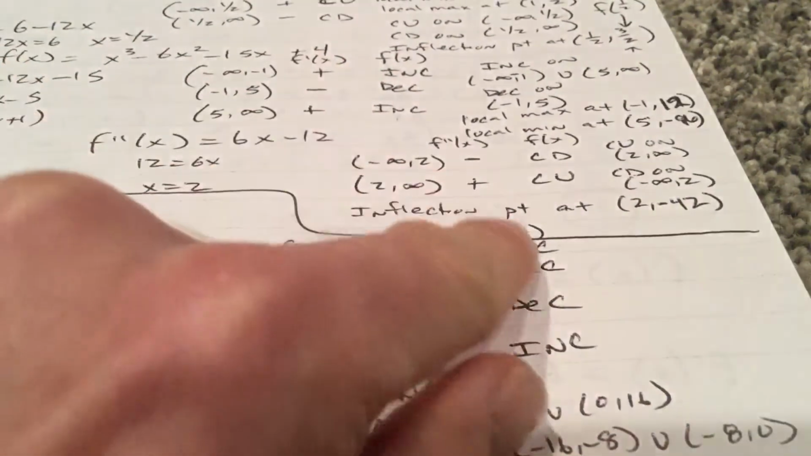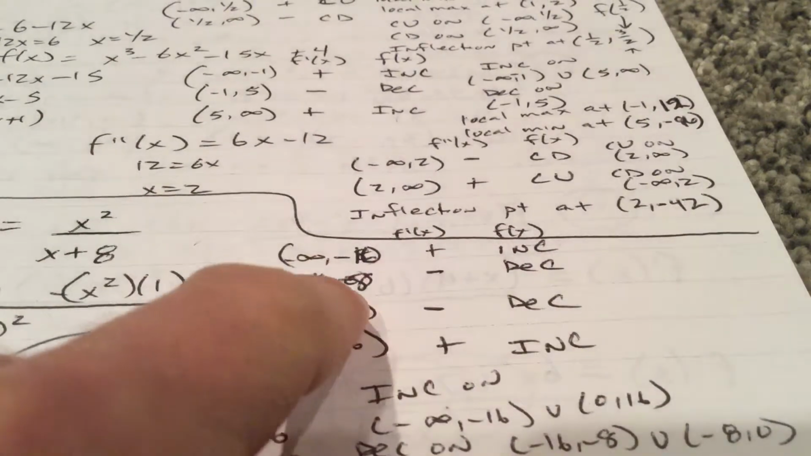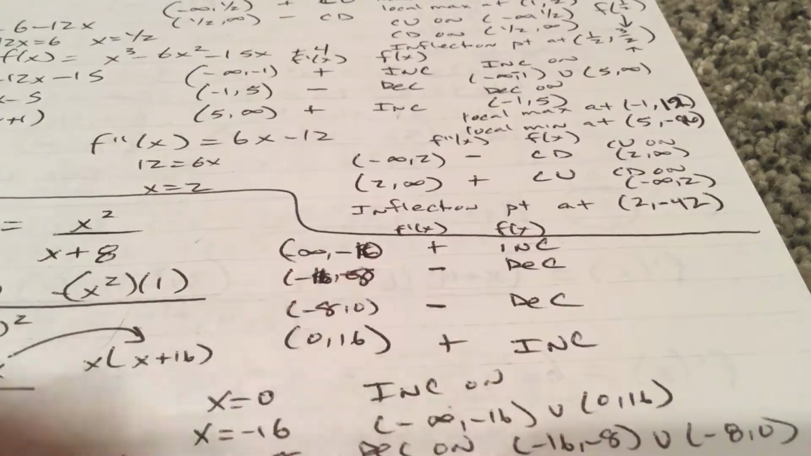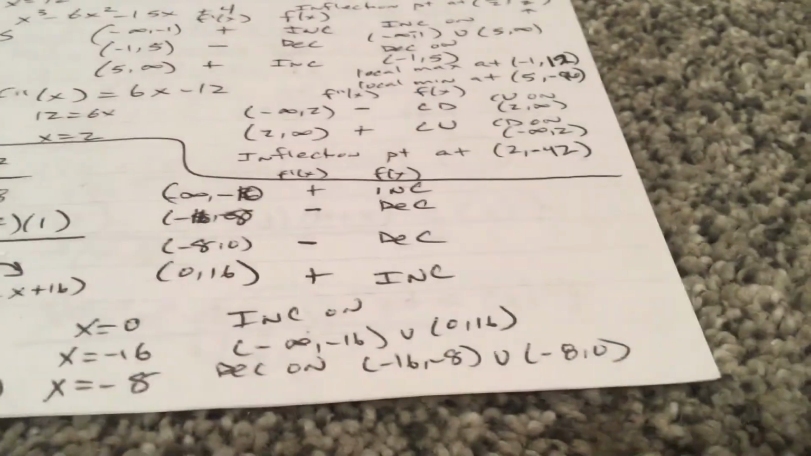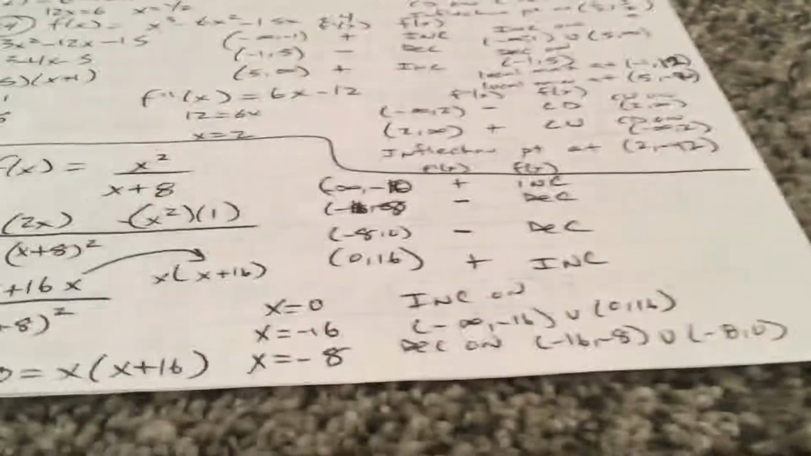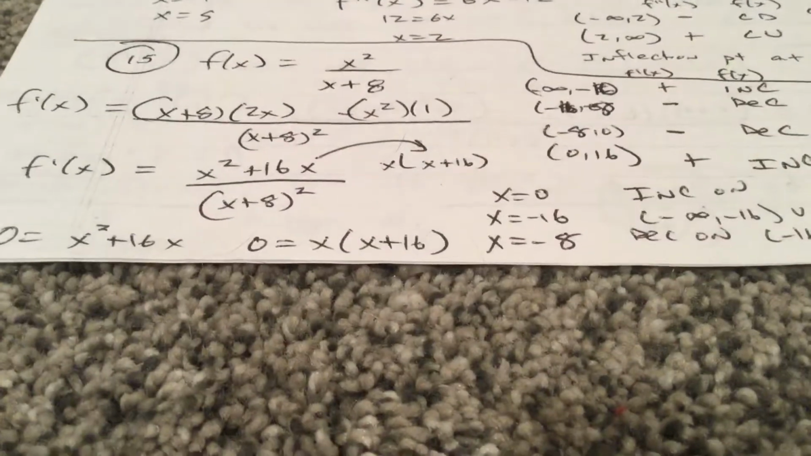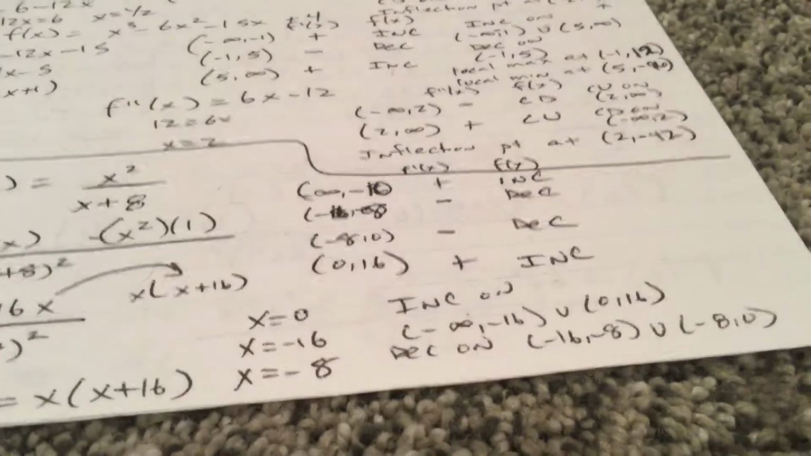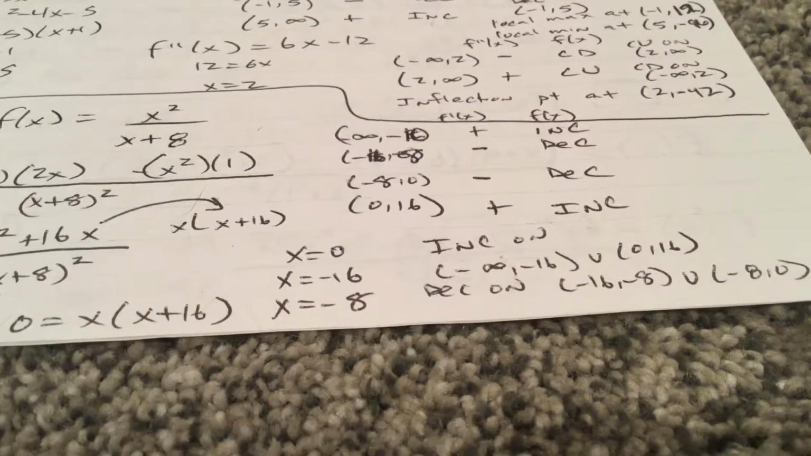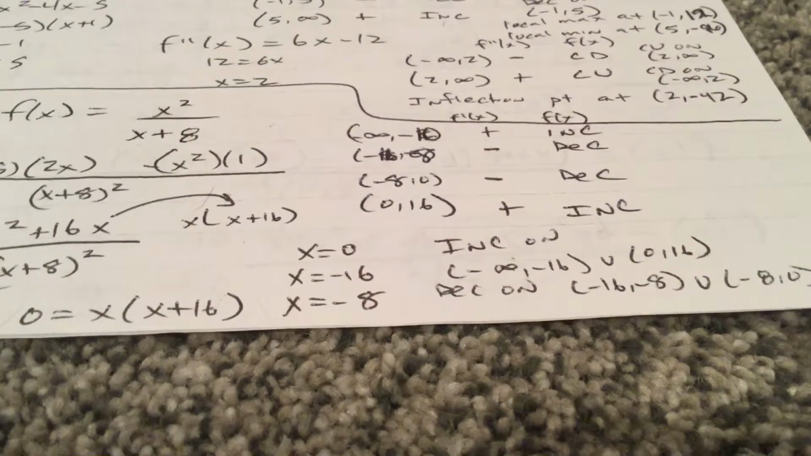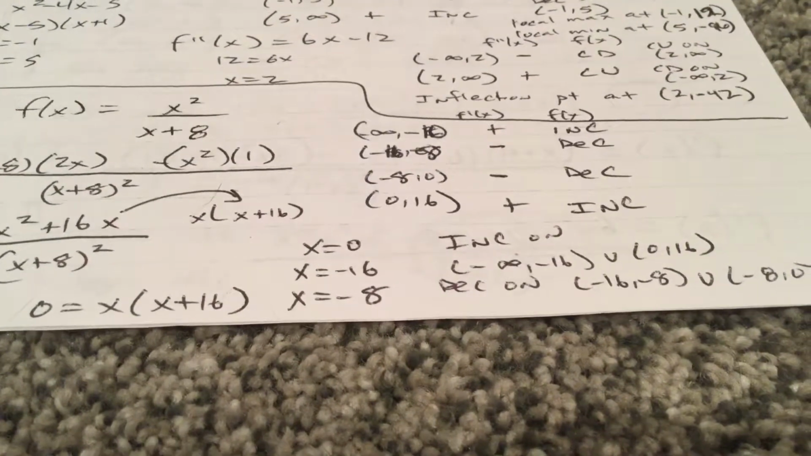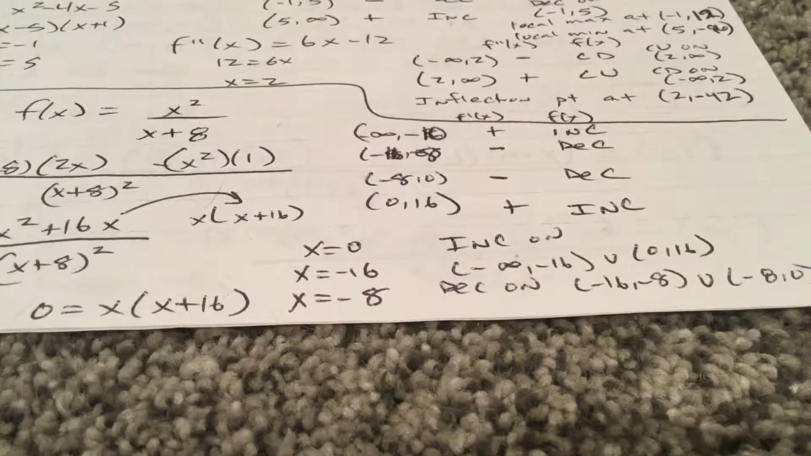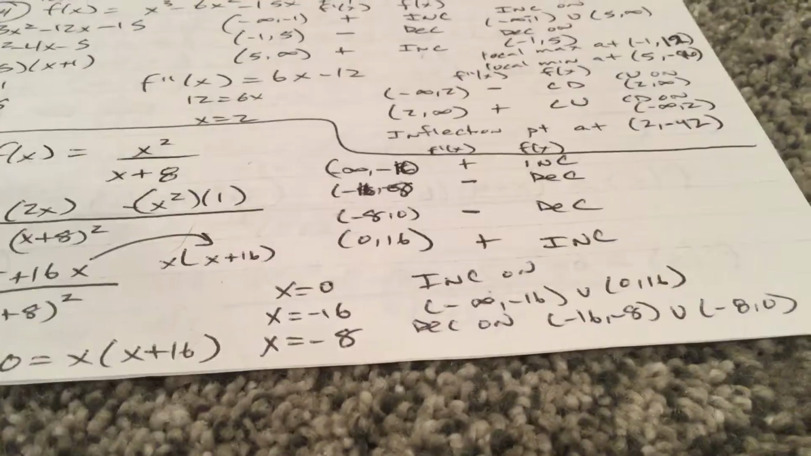So notice how it really doesn't change. It keeps decreasing, but we're not going to say negative 16 to 0 because at negative 8, there is an asymptote. So we've got to break that up. So it's increasing on those two intervals, and it's decreasing on those two intervals. So it has a local max at negative 16 comma something. Plug that in. And it has a local min at 0. Looks like 0, 0.